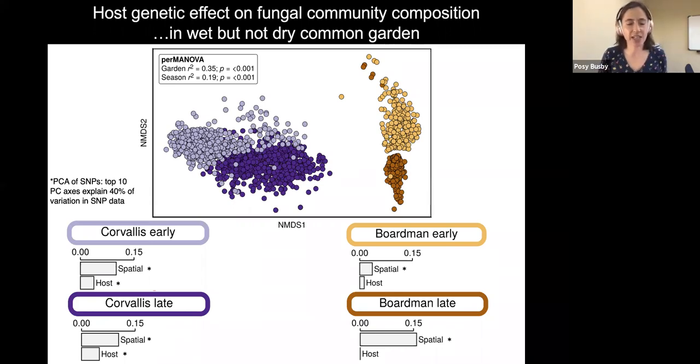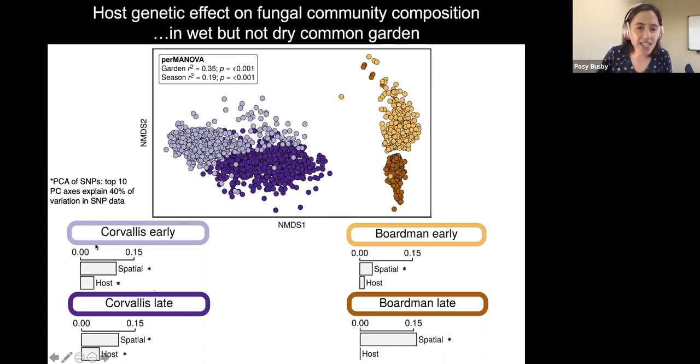Another really interesting thing that we saw in this experiment was that the spatial location of trees in the common garden was important for the composition of the community, explaining between 10 and 15% of the variation. This to me suggests that stochastic variation in species arrival order could be important for composition. And that's something that I'll talk about in the second part of my talk.